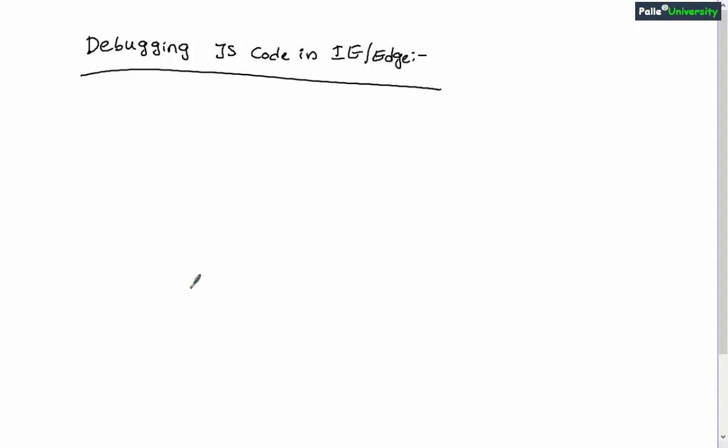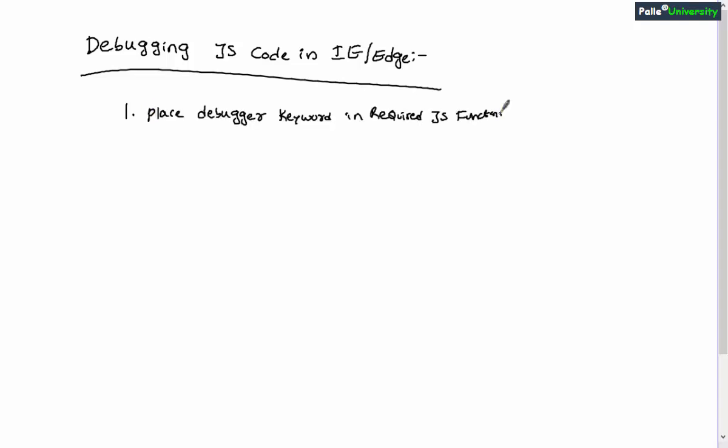Now let us try to understand the steps required for debugging JavaScript code either in the Internet Explorer browser or in the Edge browser. The steps are common steps. Whatever steps we followed for debugging JavaScript code in Google Chrome browser, almost similar steps are valid in Internet Explorer or in Edge browser also.